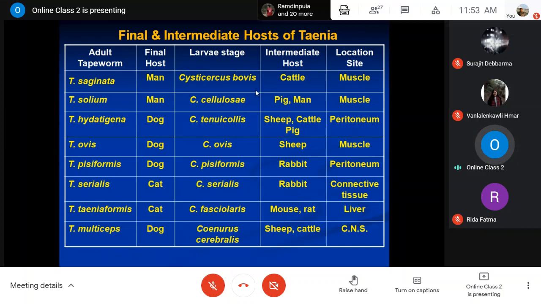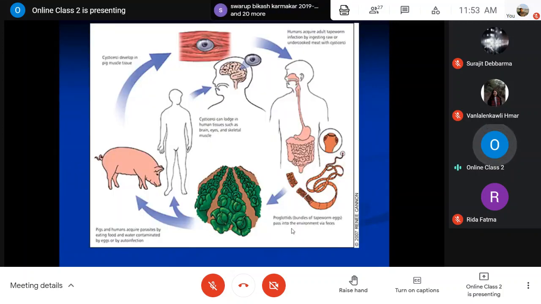And I gave the example of my case also, about neurocysticercosis. Like that, there are many other species of the tapeworm Taenia, with their final hosts, their larval stages and intermediate hosts, and mainly the affected sites of the body in animals or humans. I'm just giving that here in this table. Please go through it, that is for your information.